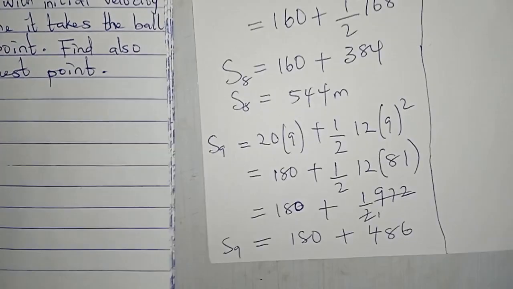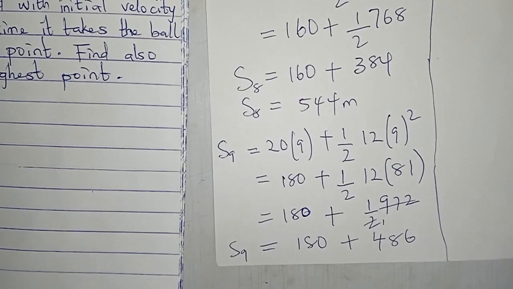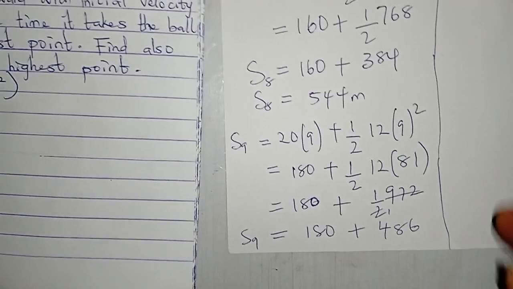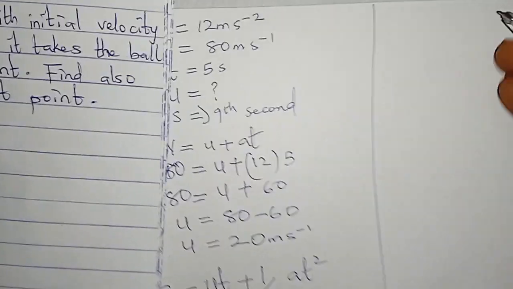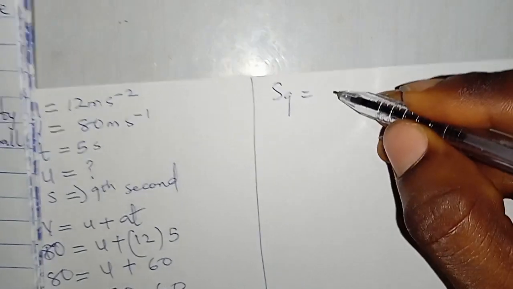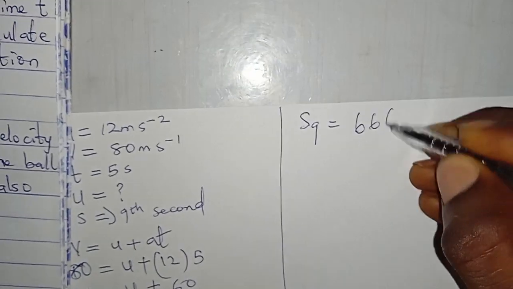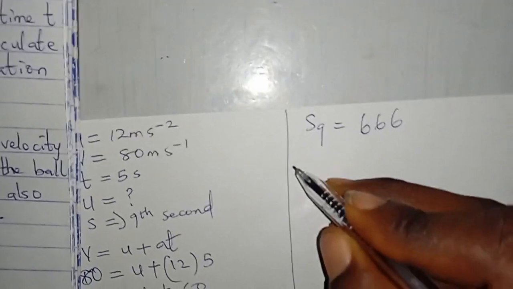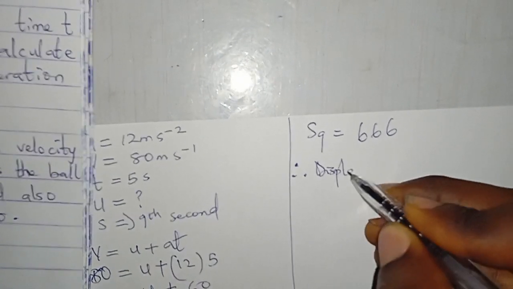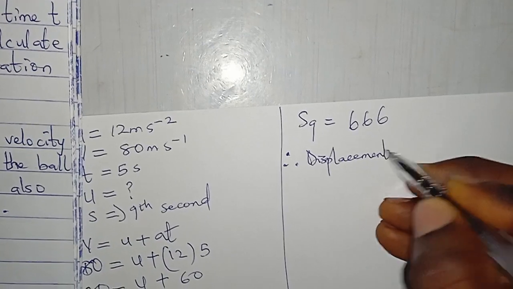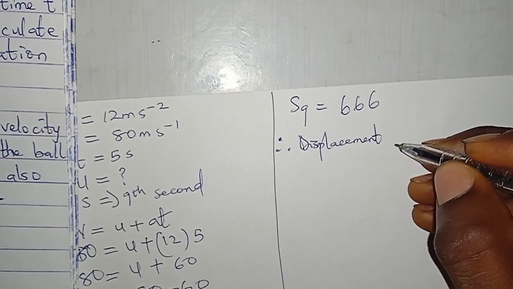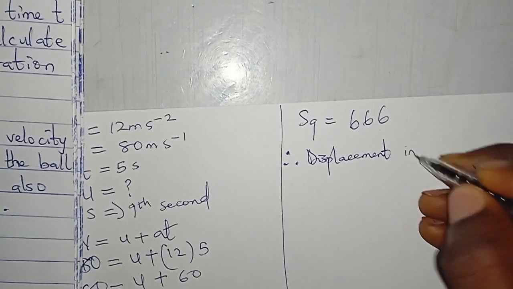So 486 plus 180. This is S9, it is going to be 666. So therefore the displacement covered in the 9th second.